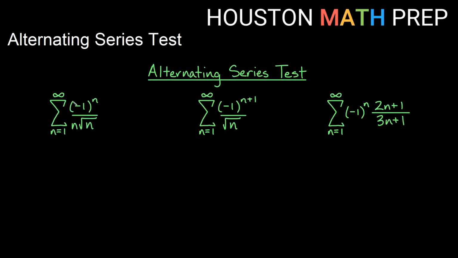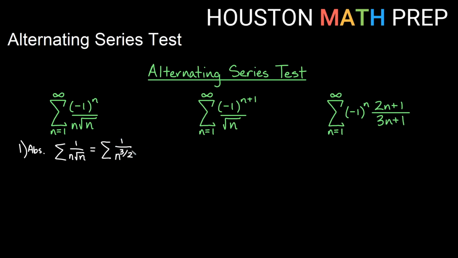So we have the infinite sum of (-1)^n over n times root n. The first thing we'll do is check for absolute convergence. So we'll look at the sum imagining all these terms are positive, so that would be the sum of 1 over n times the square root of n. If I think about what I have on the bottom, I have n to the 1 times n to the 1/2. Properties of exponents tell me that I can add those, and so that would be n to the 3/2.